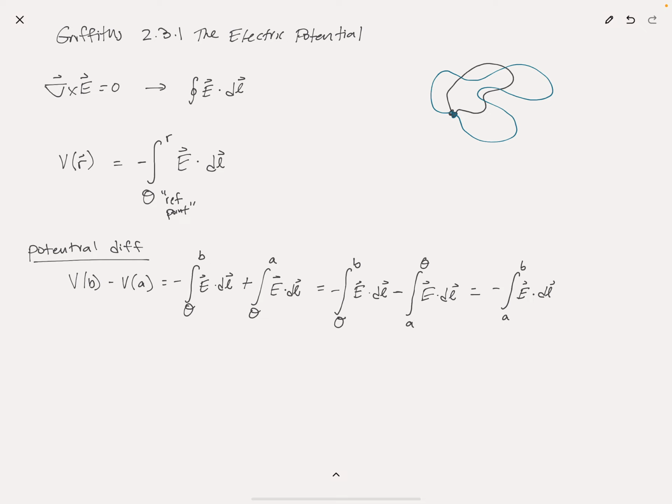We've seen this before. We can write this as an integral of the gradient of that potential dotted with dl from A to B, which therefore means that my electric field is negative the gradient of my potential. So if I know my potential, I can take the gradient. If I know my electric field, I can take these integrals and I can convert back and forth between them.